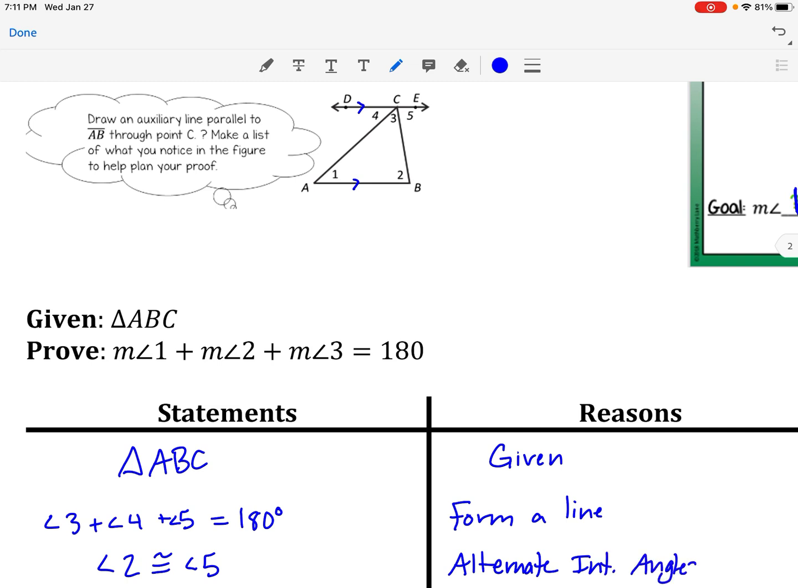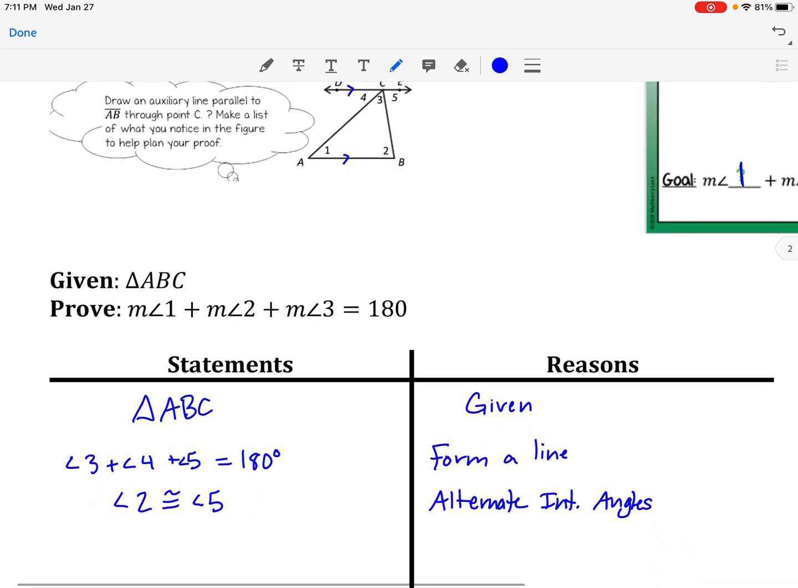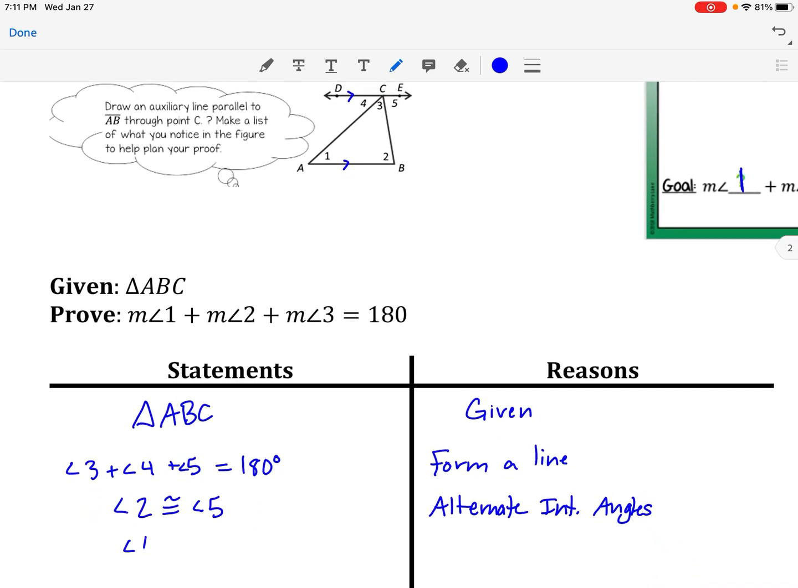And the same can be said for angle 1 and angle 4. They're just on a different transversal. So we can also say angle 4 is congruent to angle 1 for the same reason, alternate interior angles.